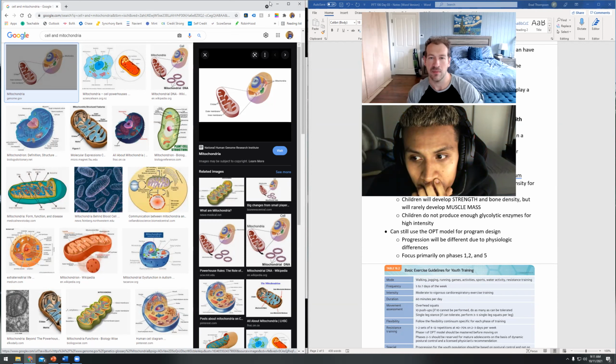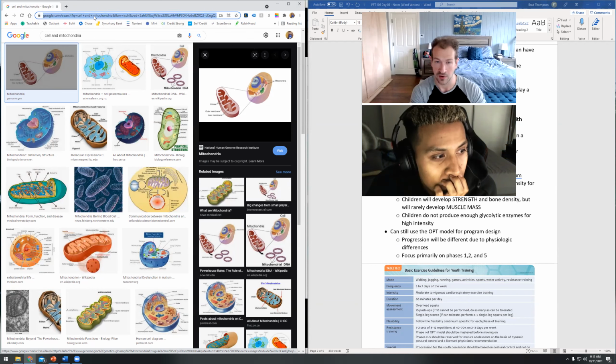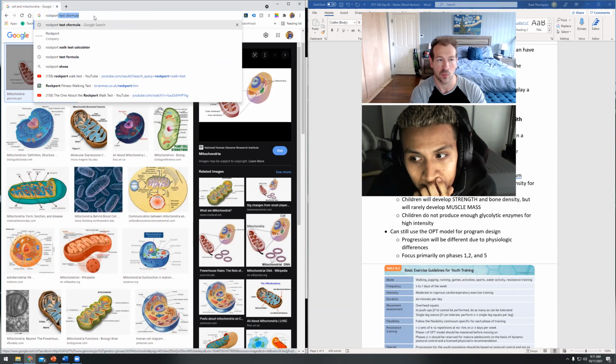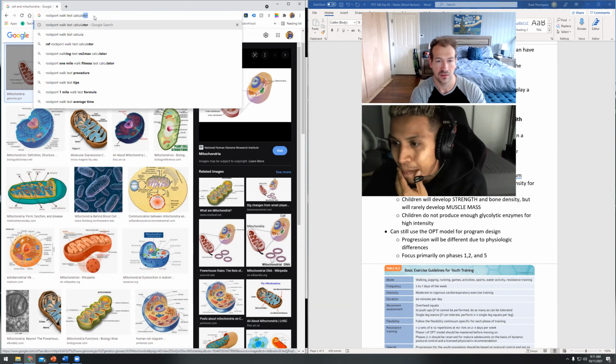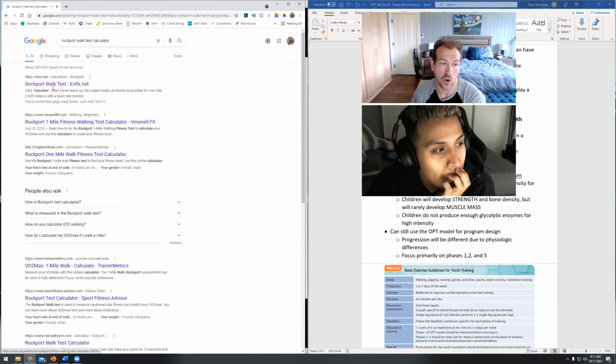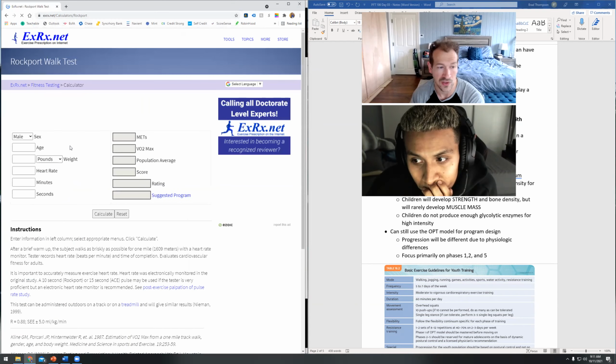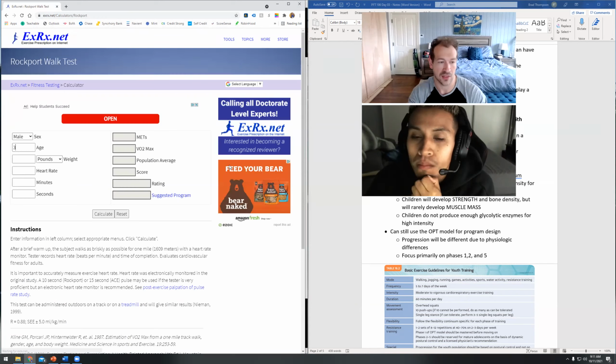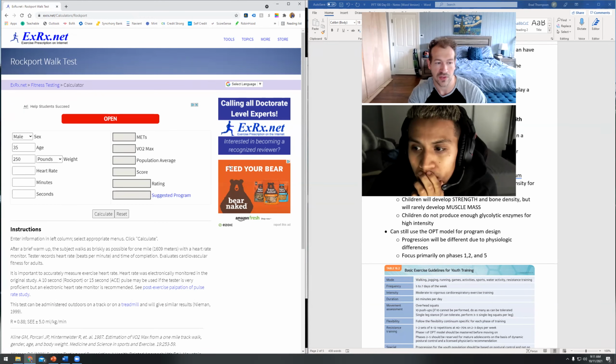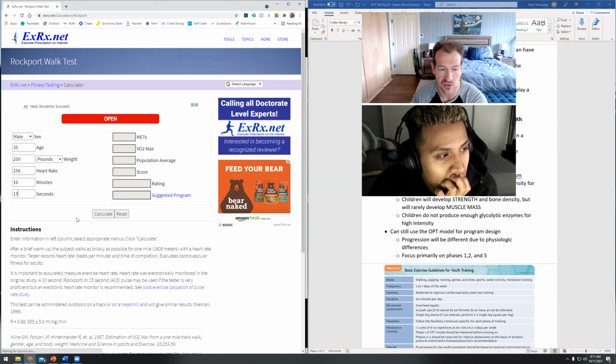And that's why measuring someone's VO2 max is such a great tool at our disposal, right? If we go to that Rockport walk test that we were talking about, the whole point of that test is to be able to measure your VO2. So if we had a 35-year-old client who weighs 250 pounds, their heart rate at the end of the test is 156 beats per minute, and it took them 16 minutes and 17 seconds to walk.